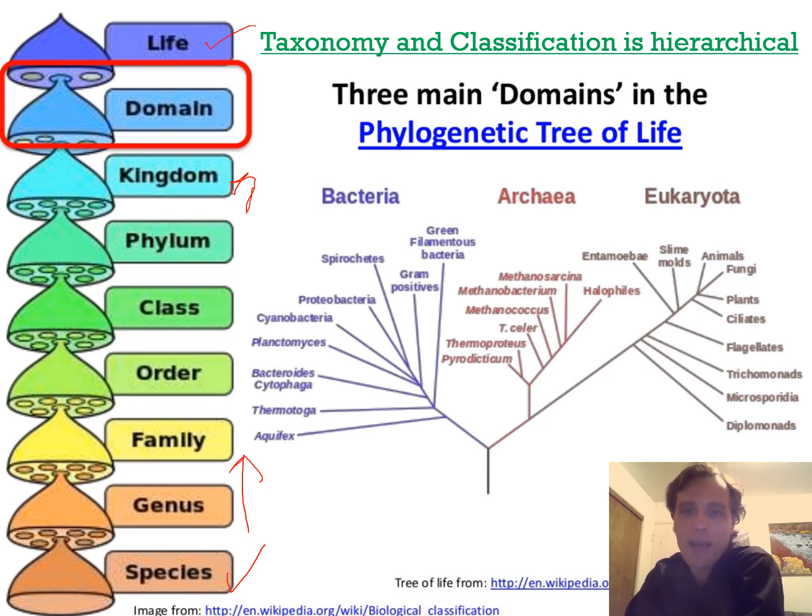First, the 3 main domains in the phylogenetic tree of life. So domain is right up here, even more general than kingdoms. At the domain level, we are basically looking at characteristics of cells. Bacteria, archaea, and eukaryota. Those are the 3 domains. Let's start with the easiest one, eukaryota. Those are all organisms that have cells that have a nucleus and other organelles, such as the mitochondria, a chloroplast, and a whole variety of other things.